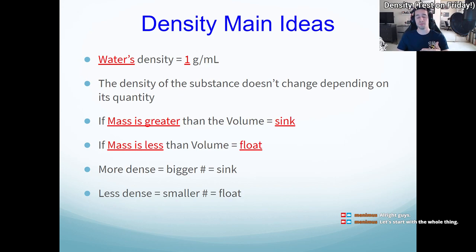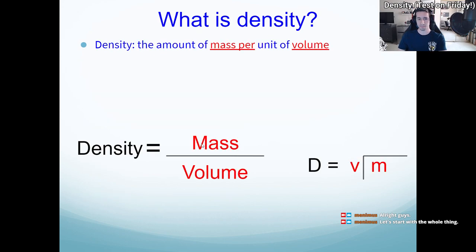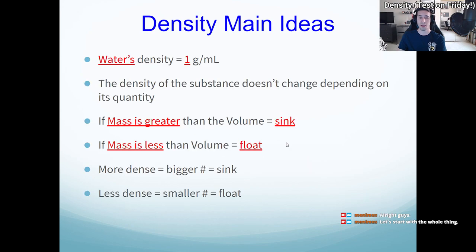If the mass is greater than the volume, then the object will sink, because when you have a greater numerator than the denominator, let's go back to this. When you have a greater numerator than the denominator, your result, your answer for this division problem, will be greater than 1. And what happens when it's greater than 1? The object sinks in water because the density of water, remember, is only 1.